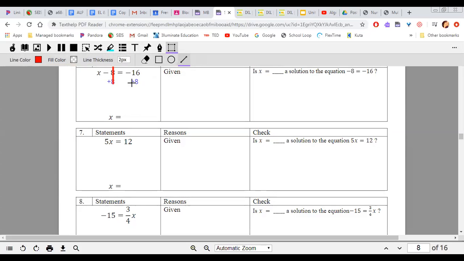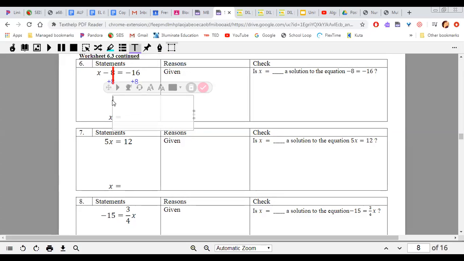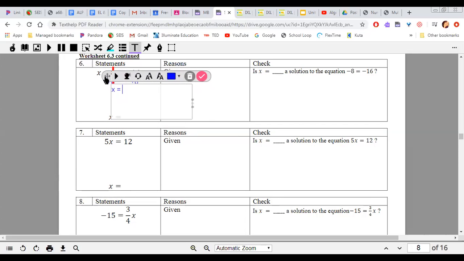equals, and let's practice rewriting our problem here. What is negative 16 plus 8? Negative 8. Nice. Yes, that is correct. Okay, so what I'm trying to do is line up the equal sign. So the equal sign is here, x is by itself, and then negative 16 plus 8 is negative 8. Very nice.